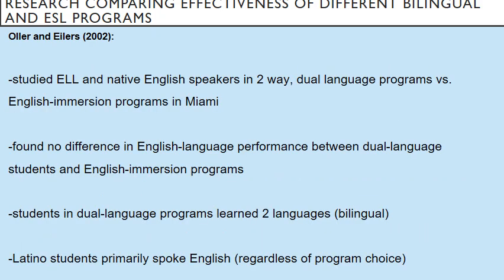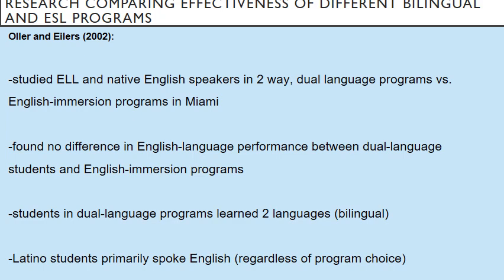Oller and Eilers in 2002 did another study. In this study, they compared two-way dual language programs to English immersion programs in Miami. And so those English immersion programs, we would also call them English submersion. It's sink or swim. So there'd be very few English language learner supports or scaffolds. It would just be kind of throw the students into the general classroom and hope they learn. They found that there was not a difference in English language performance between students in the dual language program and in the English immersion program.